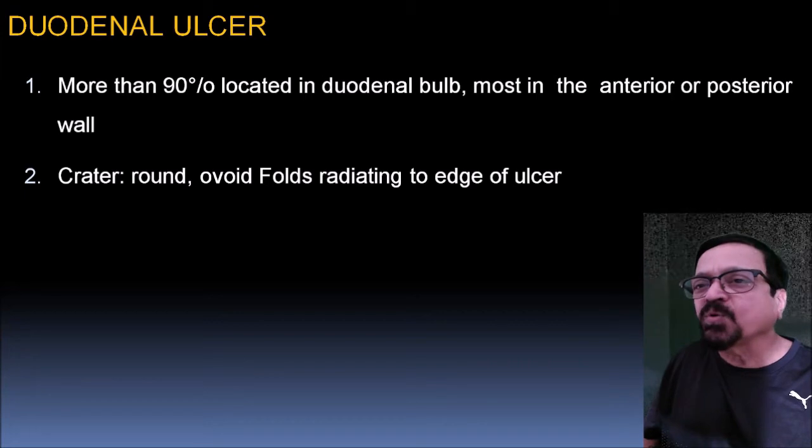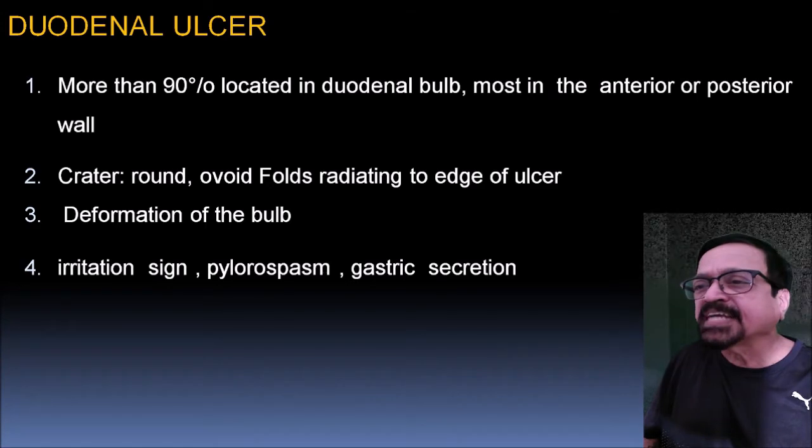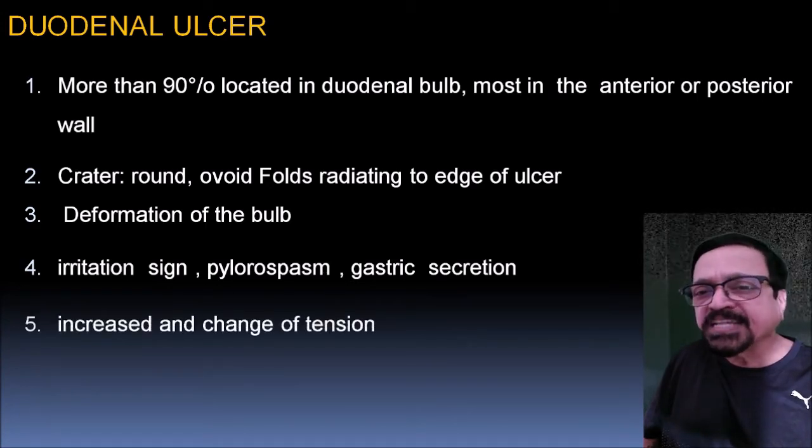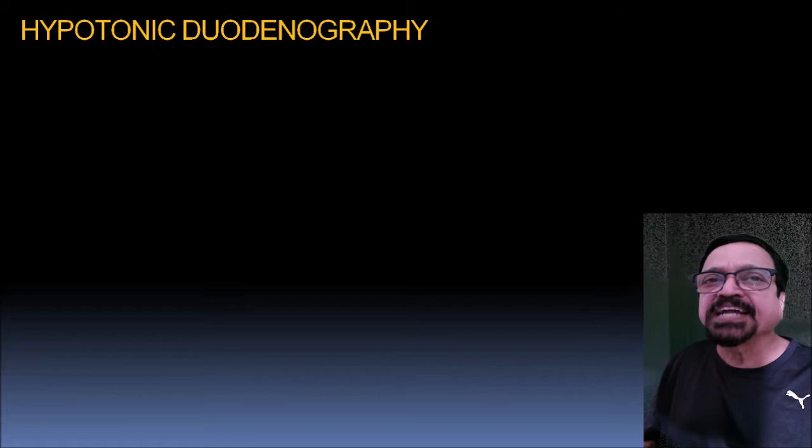Now the crater is round or ovoid, with folds radiating to the edge of the ulcer and deformity of the bulb. Then there are irritation sign, pylorospasm, and gastric secretions, with changes in distension. If we are doing a barium study, how will ulcers look in the duodenum? We'll find an ulcer crater, an ulcer niche. There may be deformity of the duodenal bulb if the ulcer is chronic, and if it is acute, we can find the folds, the ulcer crater niche, and also partially deformed but distending duodenal bulb.